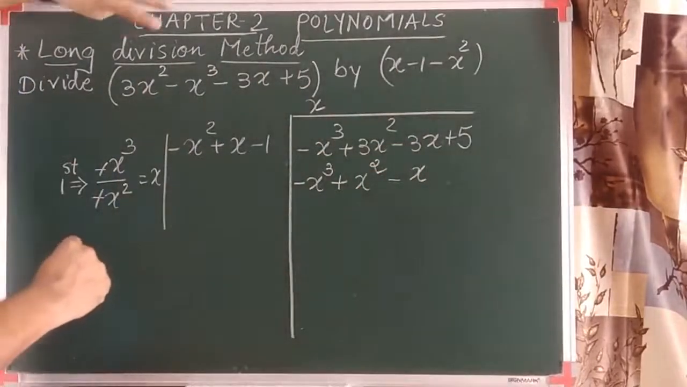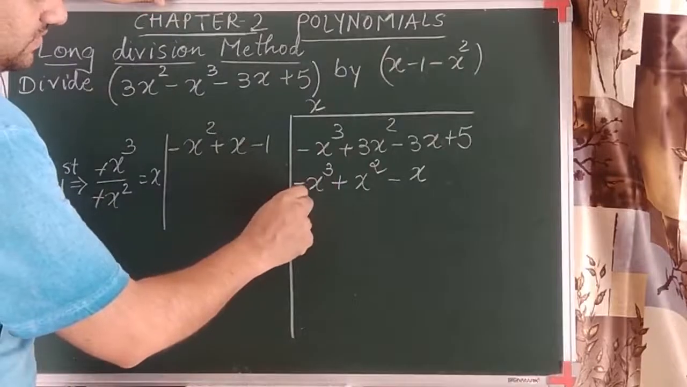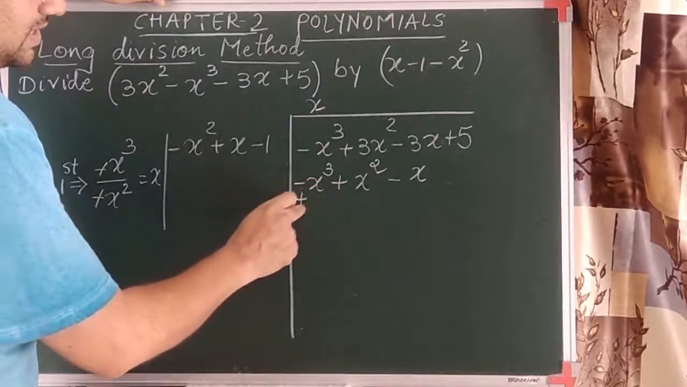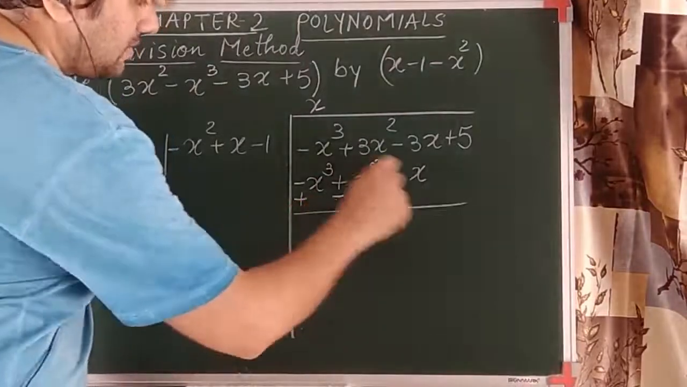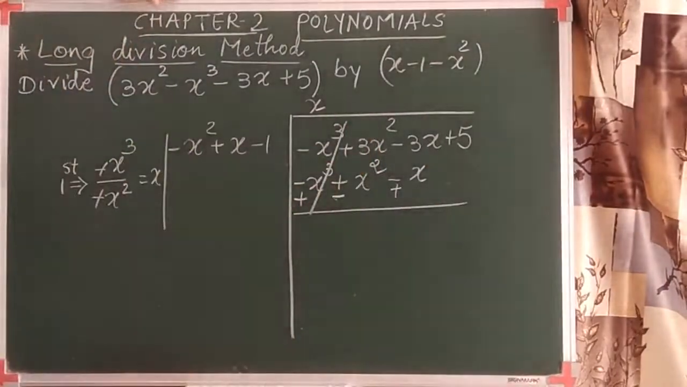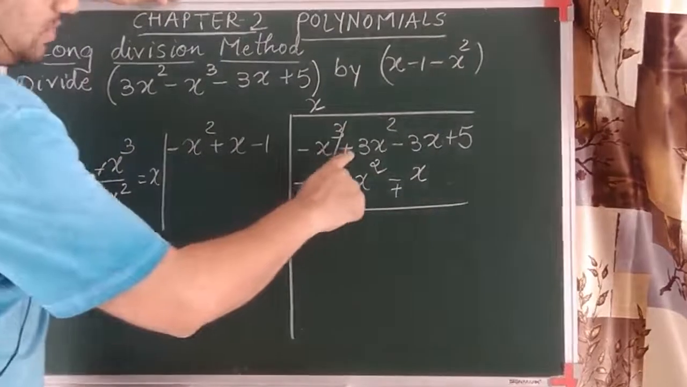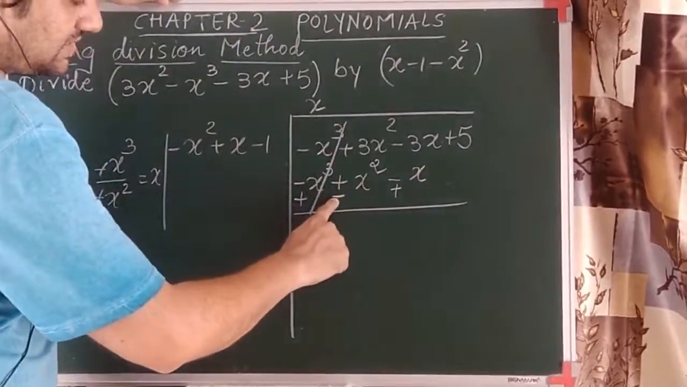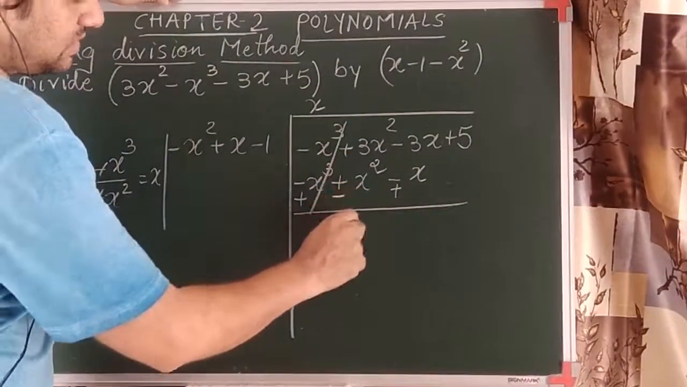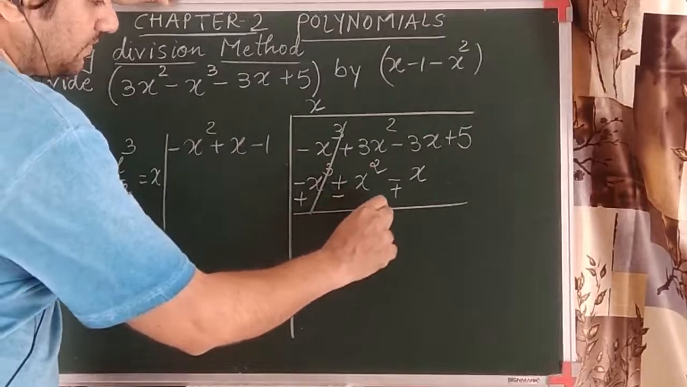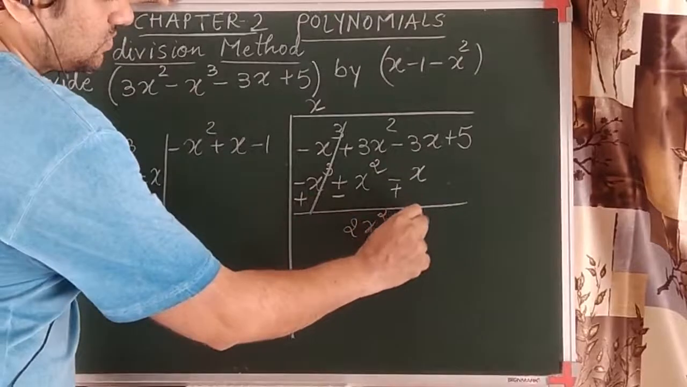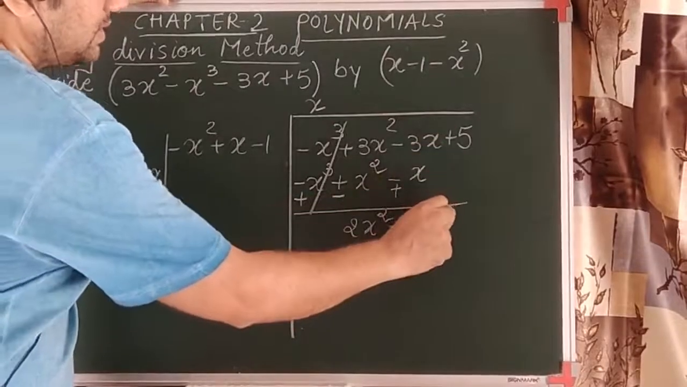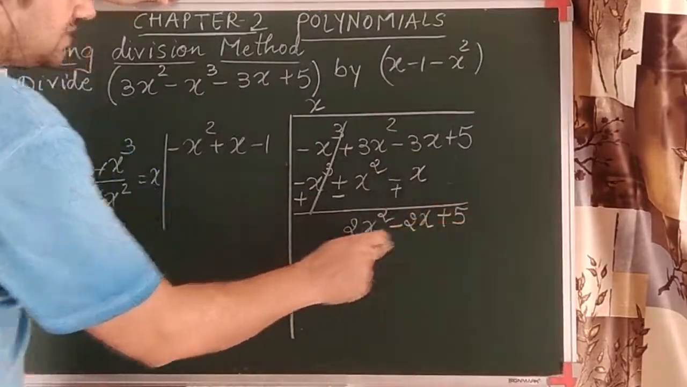Now the third step, we have to do the subtraction. We will change the sign. Minus becomes plus, plus becomes minus, minus becomes plus. First term हमेशा cancel होगा. Now plus 3, we should consider this sign. Minus 1, plus 3 minus 1, that is 2, sign of the bigger term. Minus 3 plus 1, minus 2, sign of the bigger term. Plus 5. Now this is our new dividend.